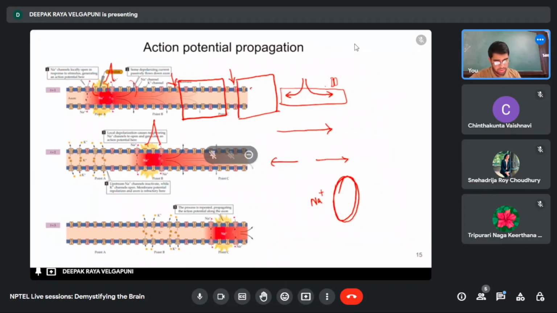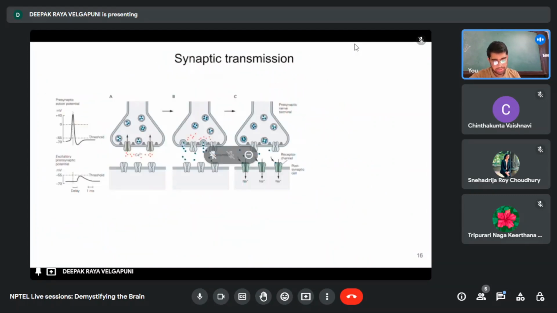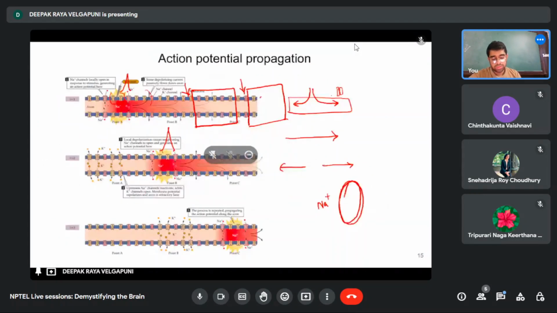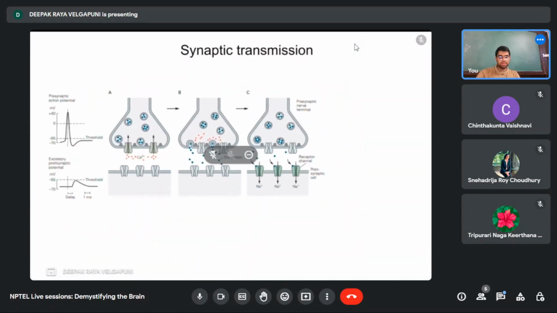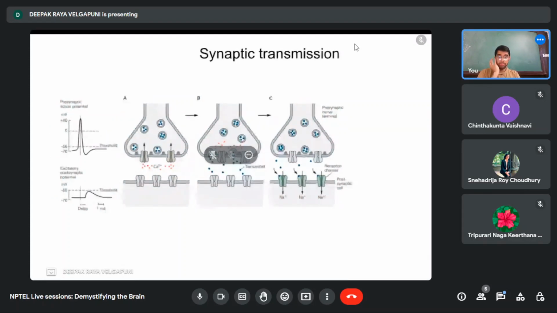Okay. So now we have seen the action potential propagation. Now let's see what happens at the synaptic transmission. Here, I'm just showing EPSP. There is IPSP also. Let's talk about EPSP. Let's talk about figure A here. So there is a presynaptic neuron, there is a postsynaptic neuron. This is postsynaptic and this is presynaptic neuron.